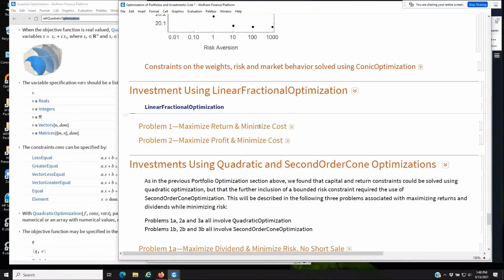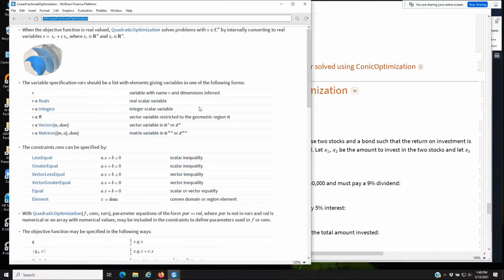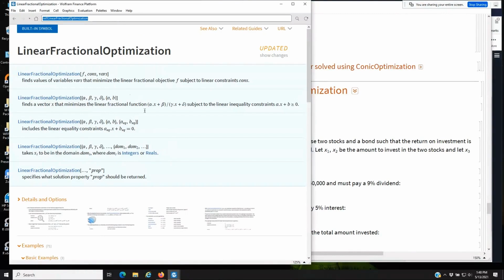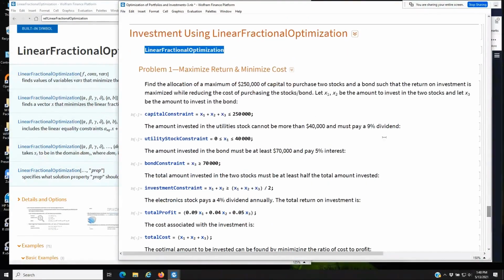Again, maximizing return, minimizing cost. But if these constraints are linear, then I can use the LinearFractionalOptimization tool. Now, my constraints are going to be basically the ratio of 2 linear constraints. Okay, so I've got $250,000 of capital. Let's look at the simple case. There are two stocks and a bond, so there are three altogether.